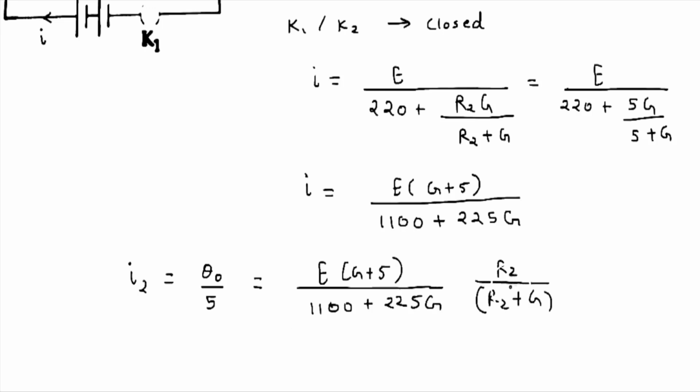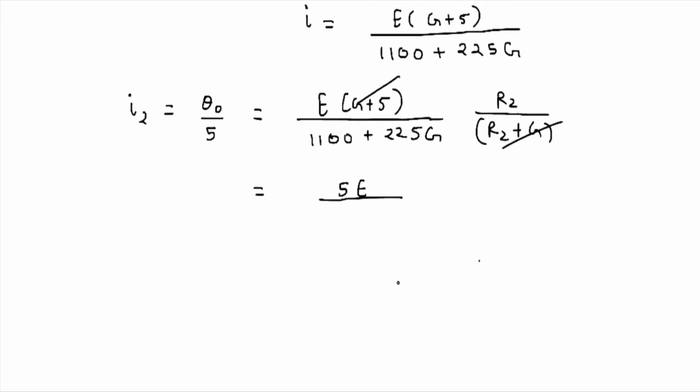So from here, if you substitute the value of R2 as 5, this term and this term will get cancelled out, and we are left with 5E divided by 1100 plus 225 G, and that is equal to theta naught by 5.